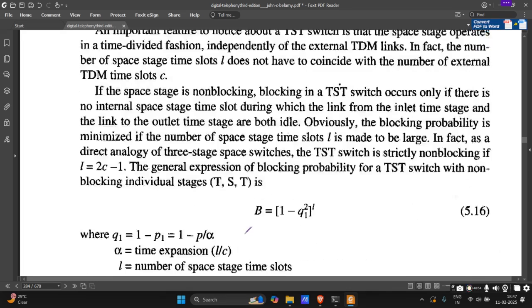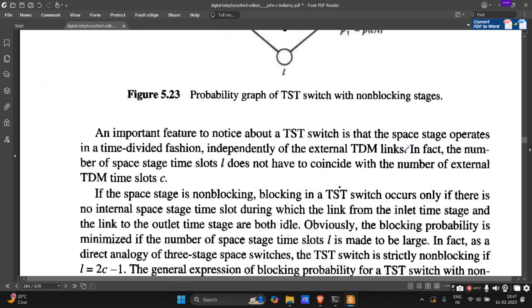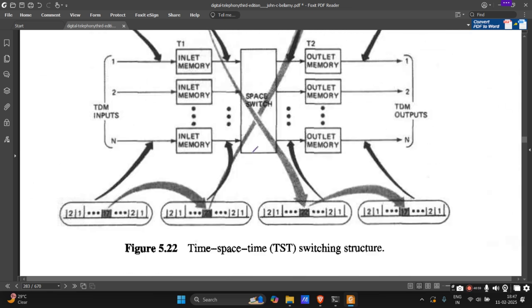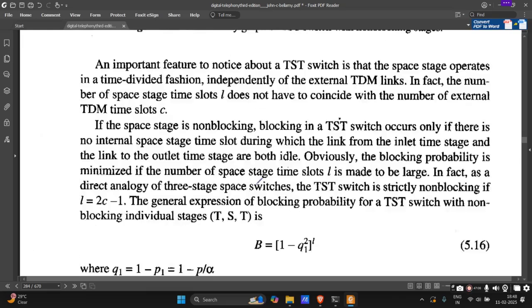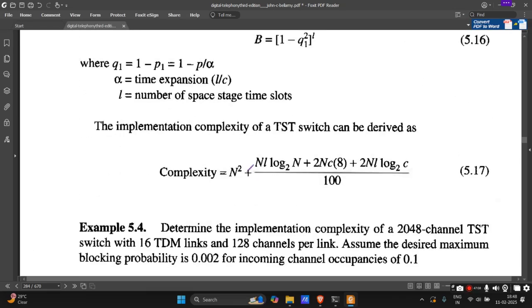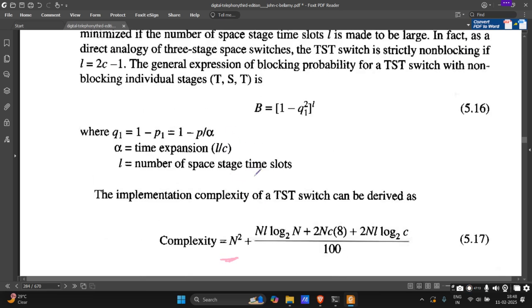Here the complexity again is the number of cross points. So how many cross points are here? N. So n square. In the space switch we have n square cross points. Actual cross points is n square. I don't think you have any doubt here. So you will have n square cross points. Now coming to the tougher part, space stage control bits and time stage control bits and time stage memory bits. So first one is space stage control bits.